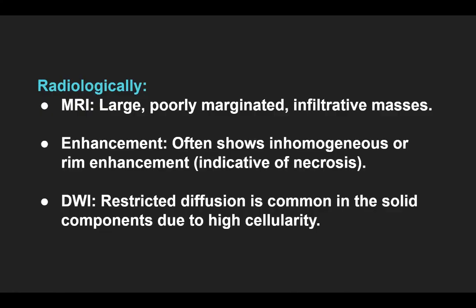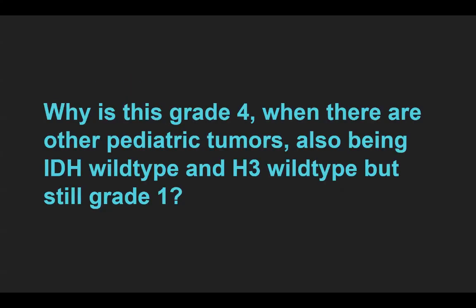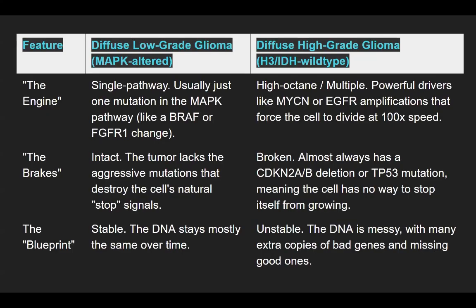So, radiologically, they are large, poorly marginated, infiltrative masses, and inhomogeneous enhancement is there, sometimes rim enhancement. On DWI, they show restricted diffusion, and that is because the solid components are very high in cellularity. We have already discussed this, and I would advise all of you to go back and look at the PPT and try understanding the entire slide, even though I have conveyed the basic idea behind it.